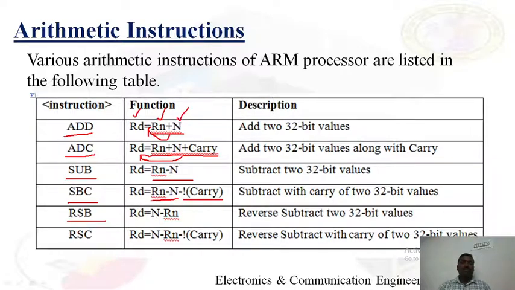And the RSB instruction is reverse subtraction. Here it performs N minus Rn. Similarly RSC, reverse subtraction with carry, is similar to RSB, that is N minus Rn, and also it subtracts the complemented value of carry. Then the total result will be stored into the Rd register.